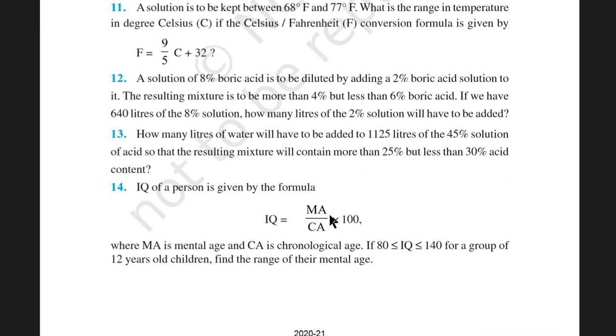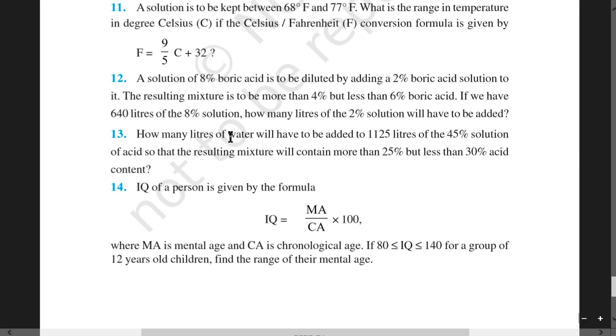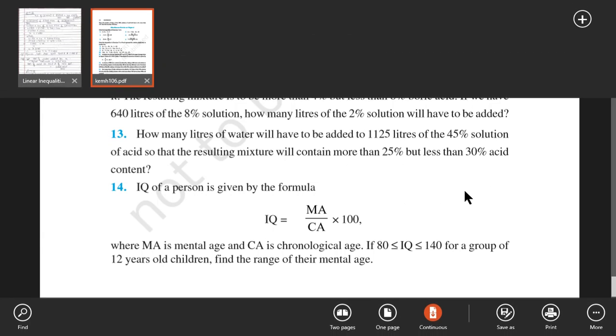Question number 13. How many liters of water will have to be added? It's a similar kind of question, but some difference is there. How many liters of water will have to be added to 1125 liters of 45% solution of acid, so that the resulting mixture will contain more than 25% and less than 30% acid content. It means limits are given to you, that's 25% and 30%.